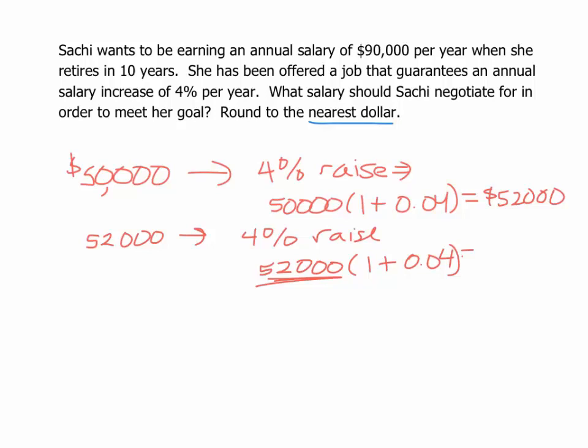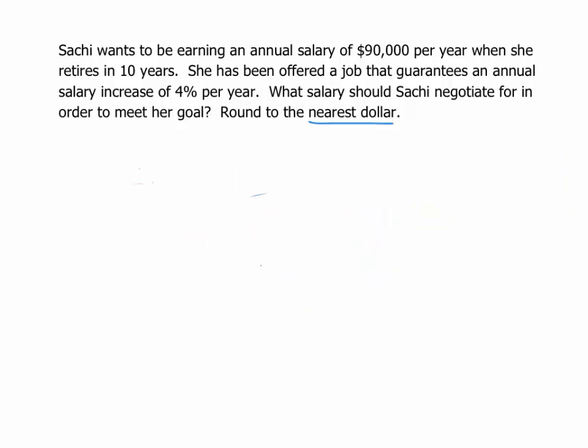So this is exactly how compound interest works. She started out with the 50,000. She's earning 52,000 the second year. When they compute her raise for the third year, they're going to multiply that 4% times the 52,000. So she's earning 4% not only on this 50,000 here, but she's also earning that 4% on the $2,000 raise. So this is compound interest. So let's see if we can figure out what's going on.